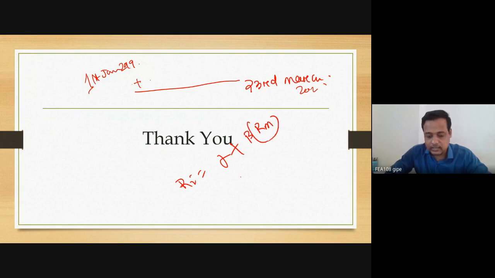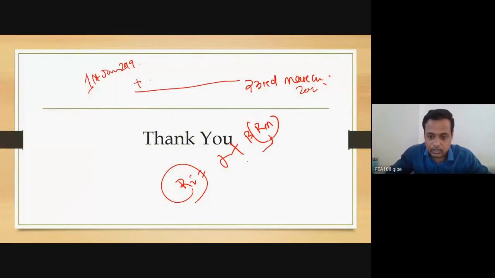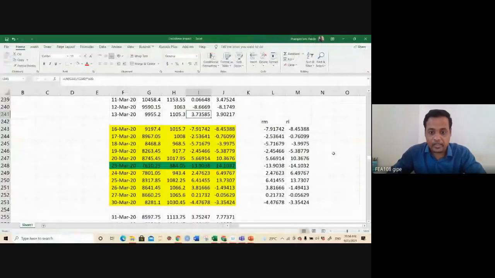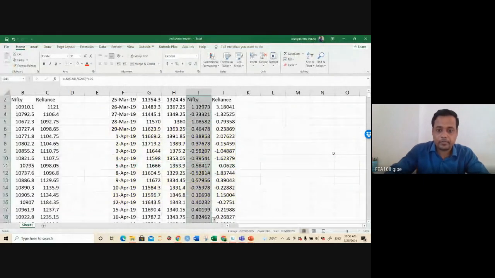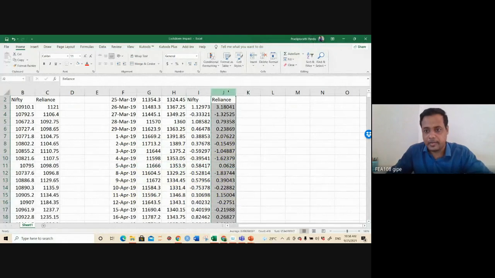You regress, with Rm as the independent variable and Ri as the dependent variable. Do one regression. Now in which window will that regression be done? This regression will be done in the estimation window. Okay, estimation window. Now come back. Nifty is the independent variable, Reliance is the dependent variable.